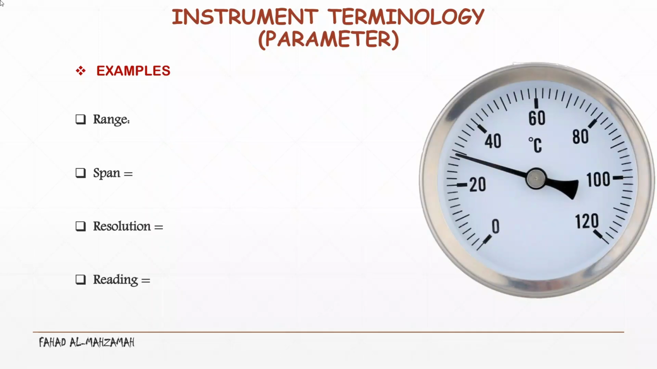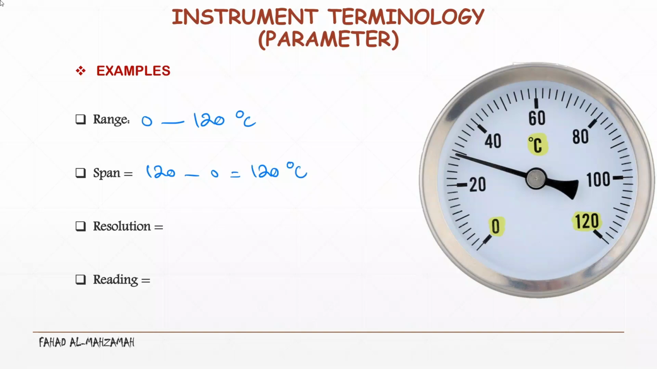Another example. Now it says find the range, span, resolution, and what is the reading right now on the gauge. So let's start with the range. The range is showing the minimum and maximum, and do not forget the units. This one is the temperature gauge. So what you write is from 0 to 120 degrees Celsius. What about the span? The span is the difference between the maximum and minimum, which is equal to 120 degrees Celsius.